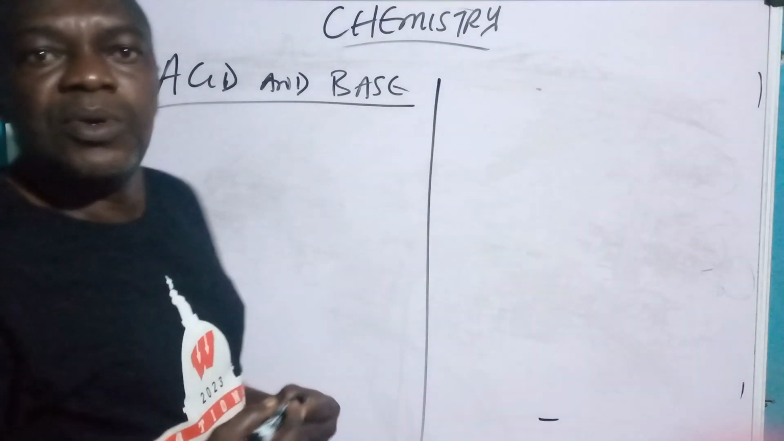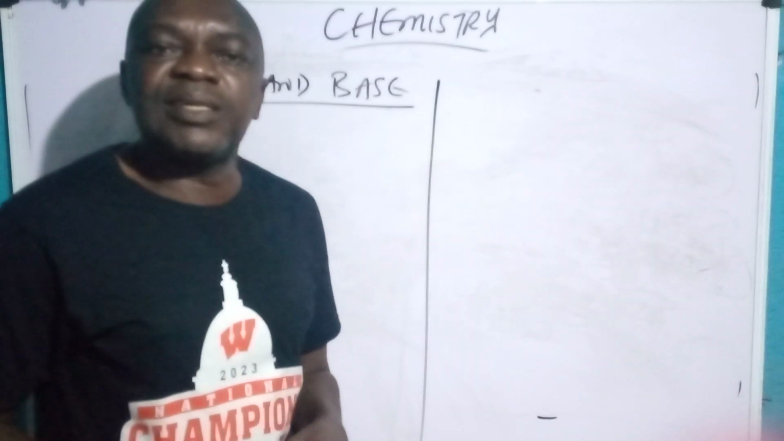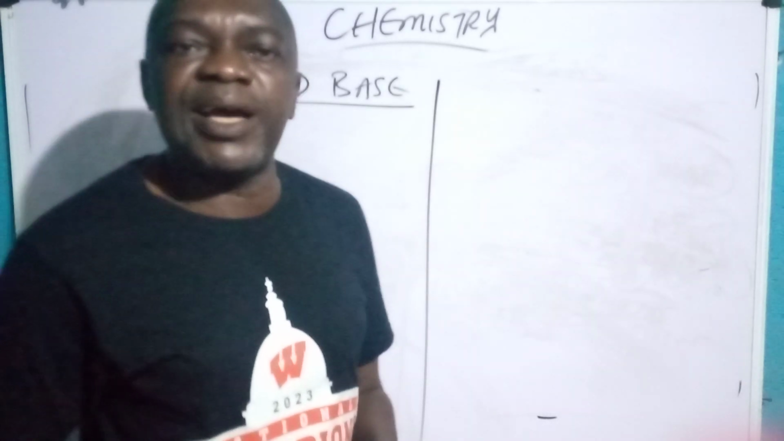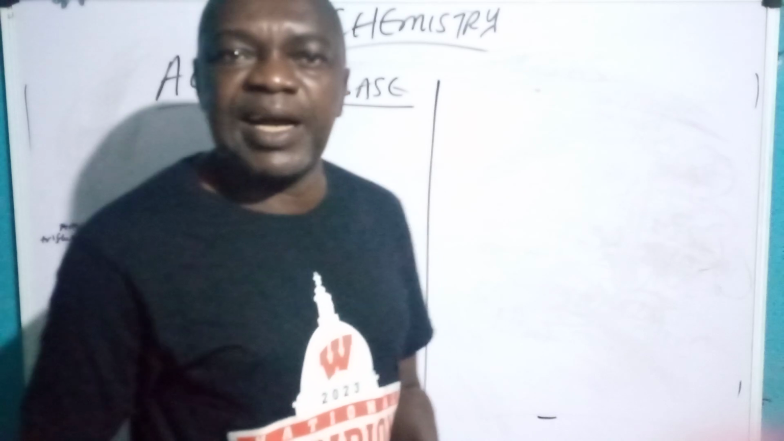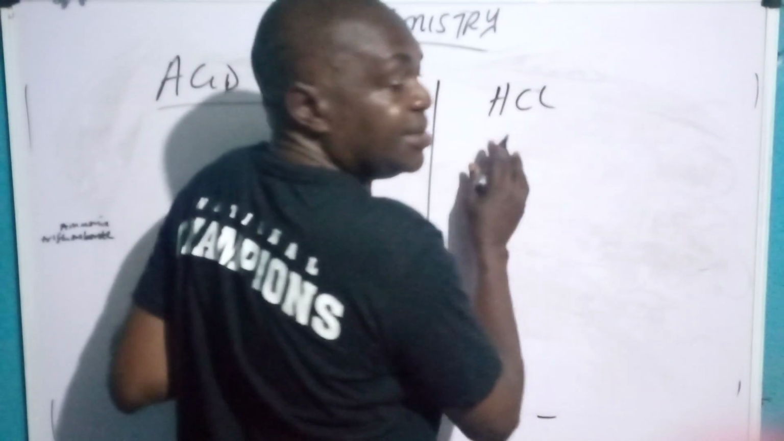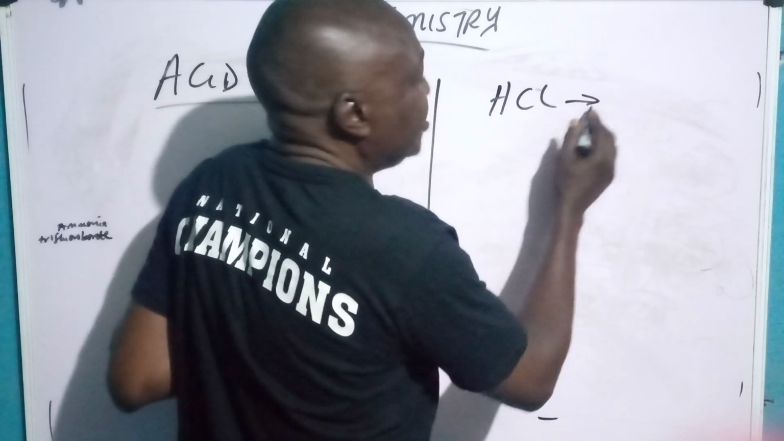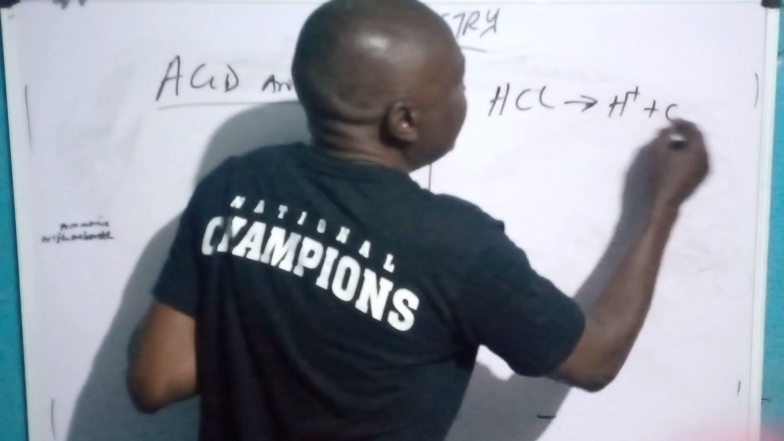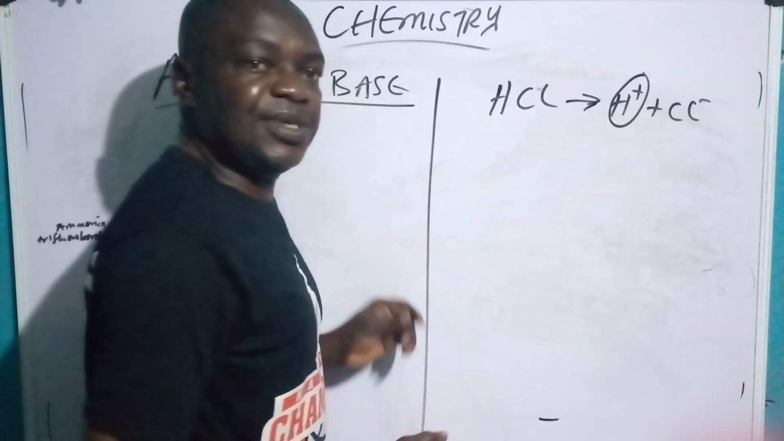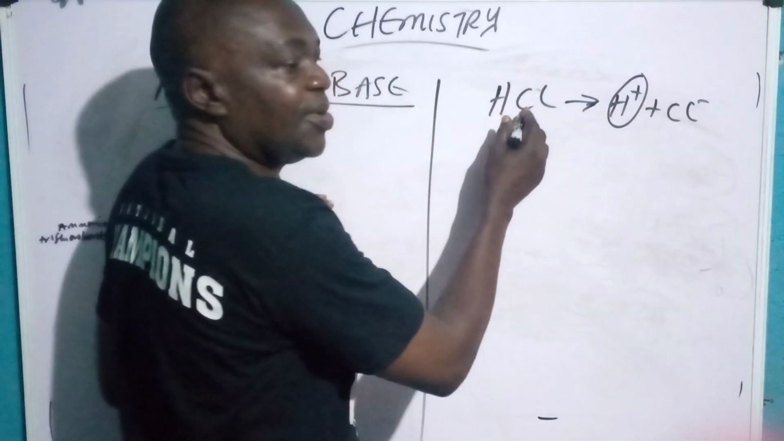Now, what is an acid? An acid is a substance which dissolves in water, dissociates to produce hydrogen ions as the only positive charge ions. Example, hydrochloric acid, HCl. When it dissociates in water, it gives H plus Cl minus. You see it has the only positive charge ion, hydrogen ions. This one is called hydrochloric acid.